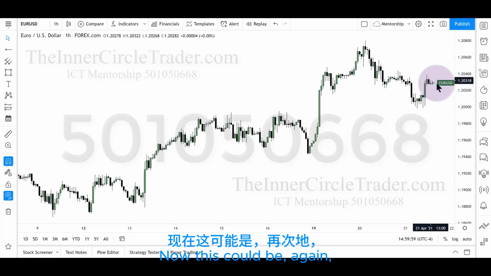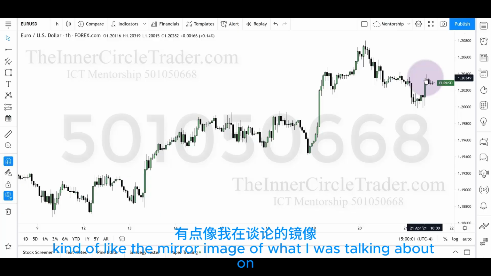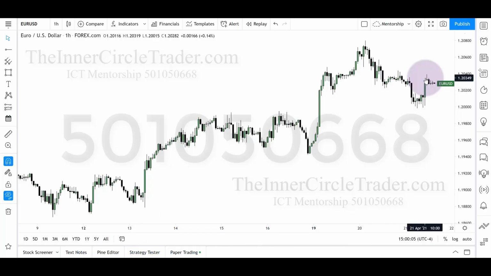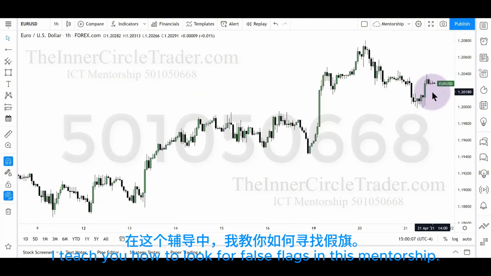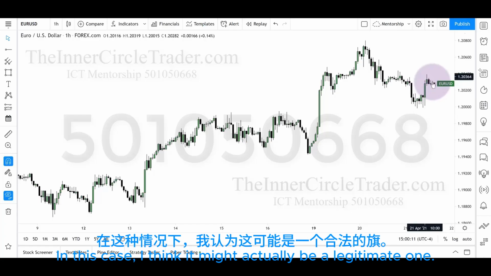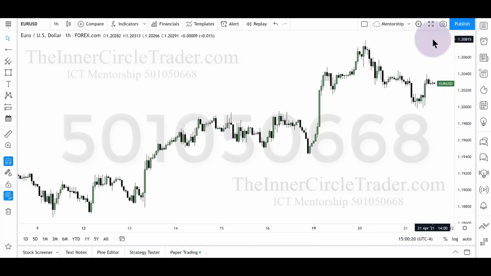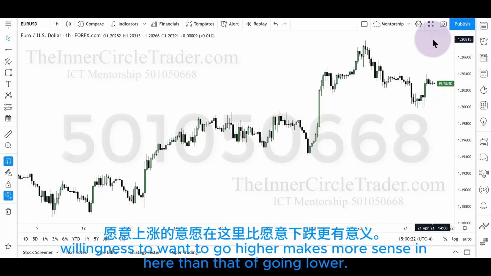Now this could be, again, kind of like the mirror image of what I was talking about on the dollar index, where it has a potential bear flag. I teach you how to look for false flags in this mentorship. In this case, I think it might actually be a legitimate one, and that's because I'm siding with the institutional order flow on the higher time frame, and the willingness to want to go higher makes more sense in here than that of going lower.